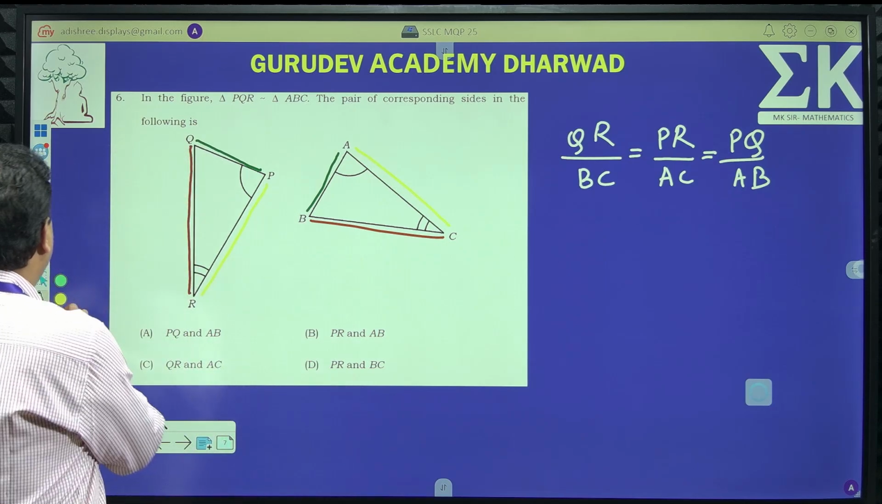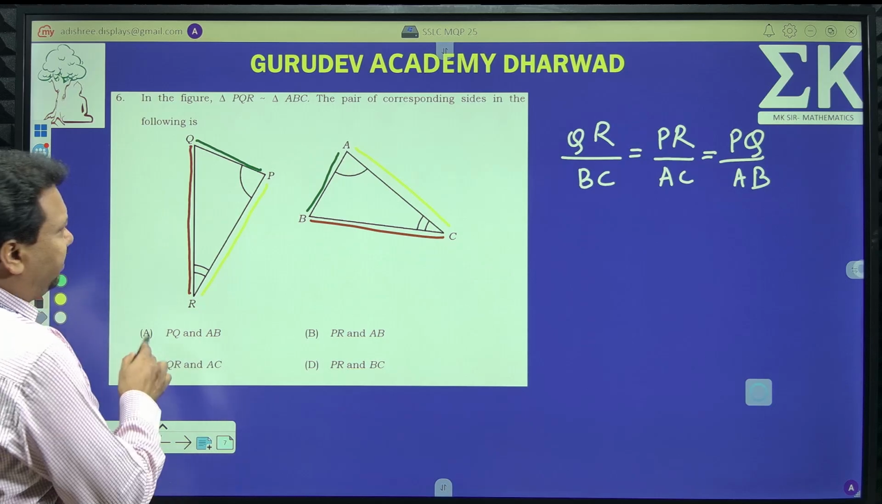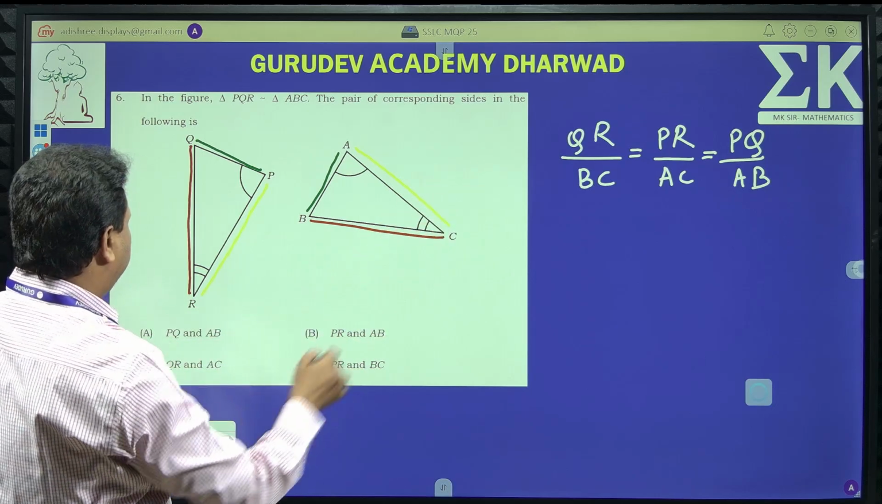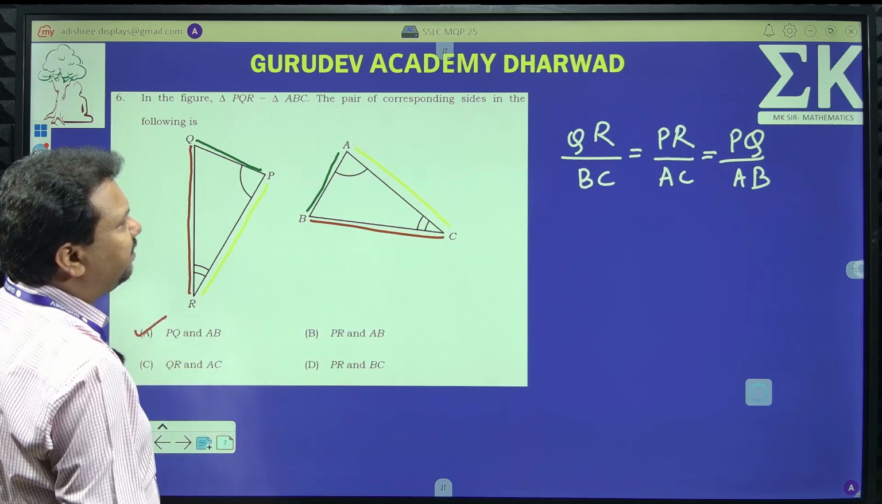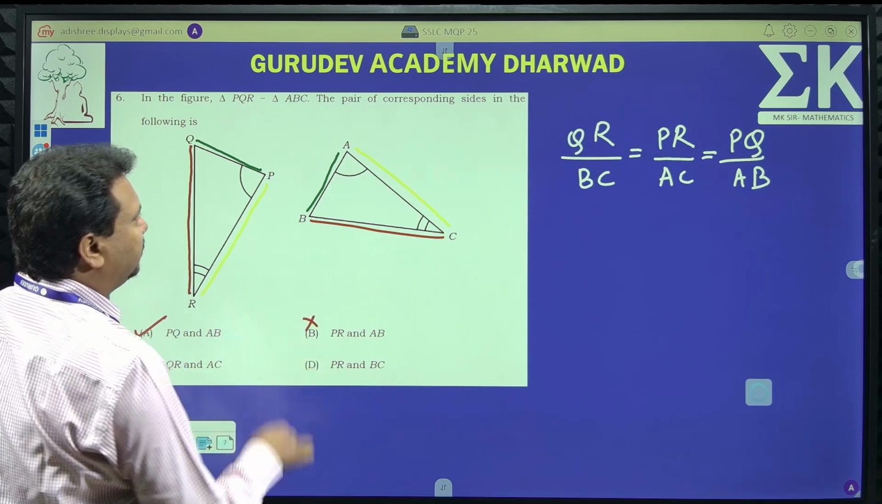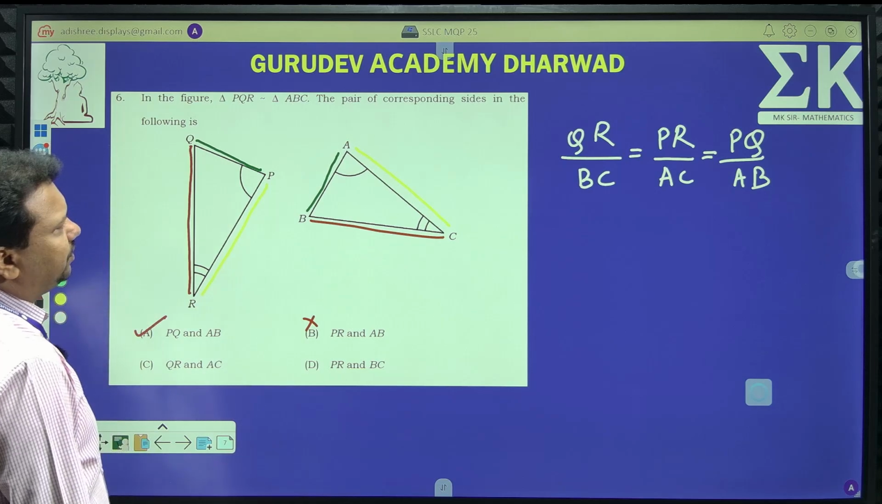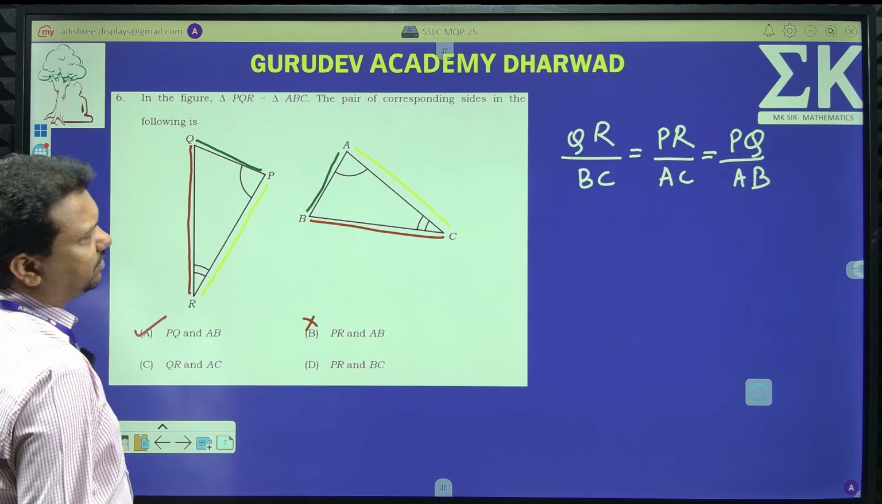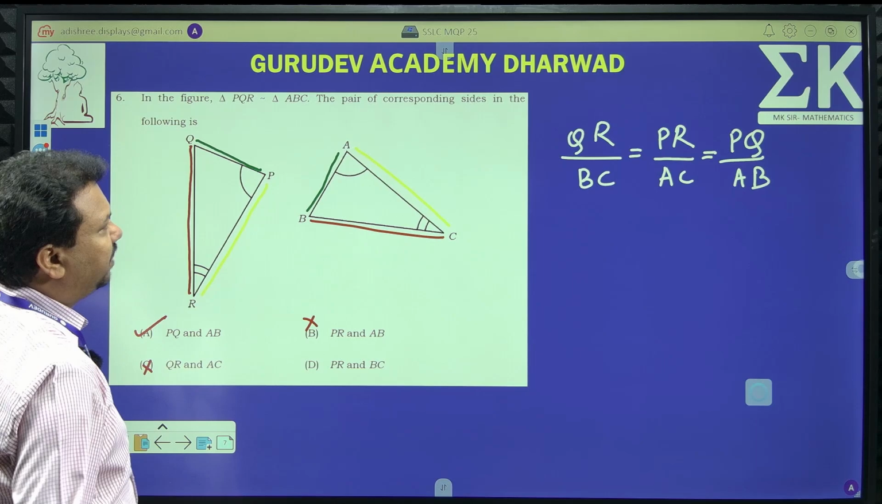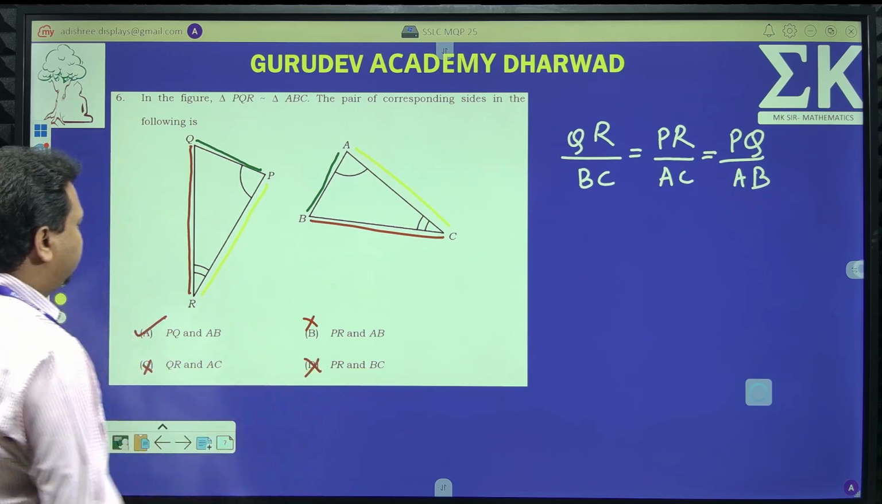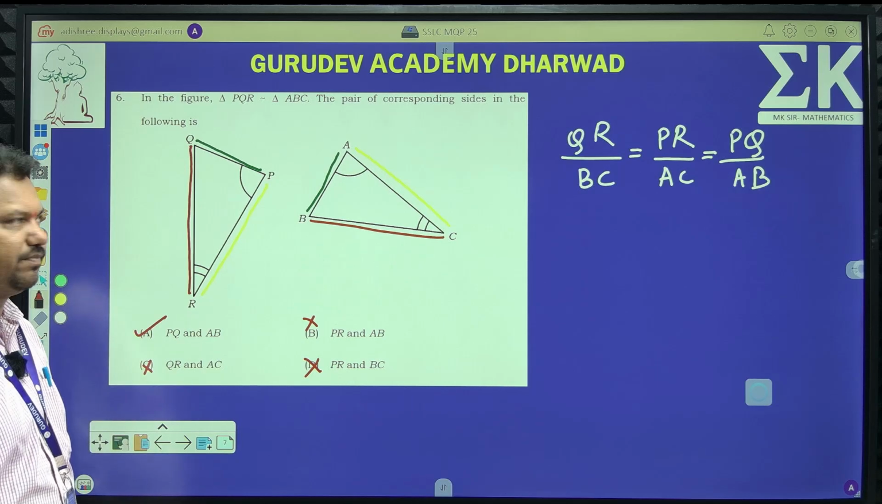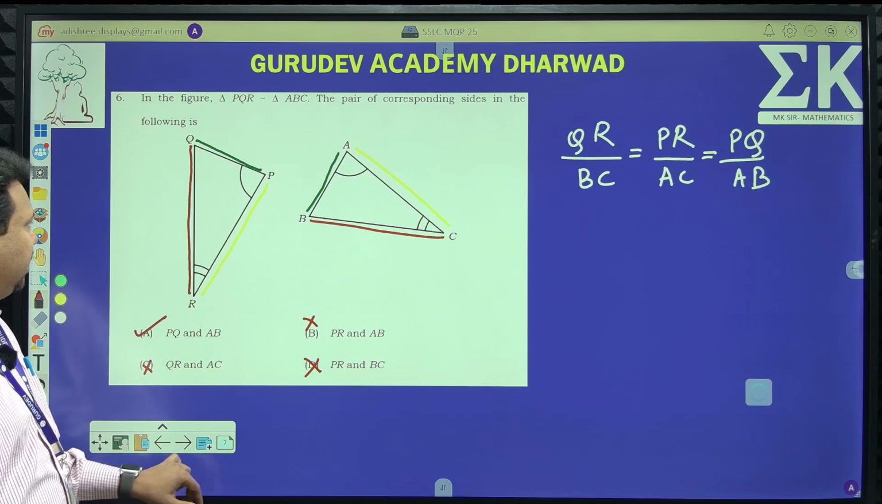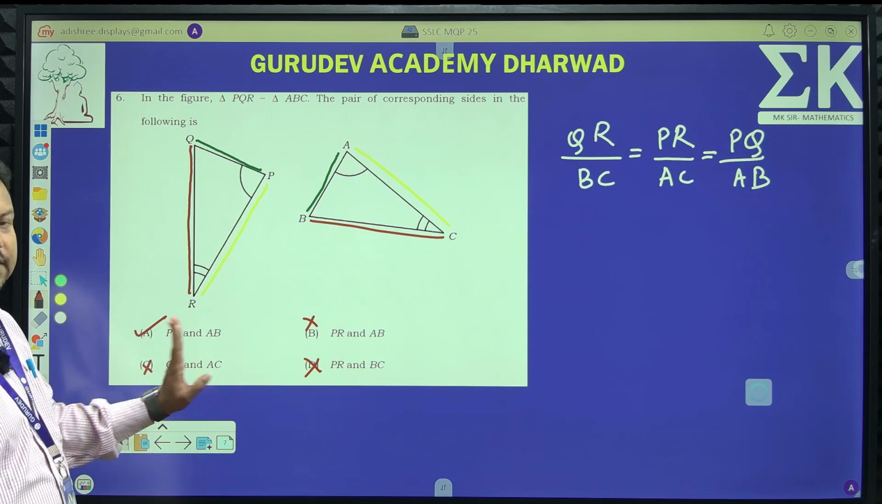Check the options. PQ and AB. Yes, PQ and AB is correct. Right? PR and AB? No. Next, QR and AC? No. PR and BC? No. Hence, your right choice is option A. Clear? You are just taking care of corresponding angles and corresponding sides.